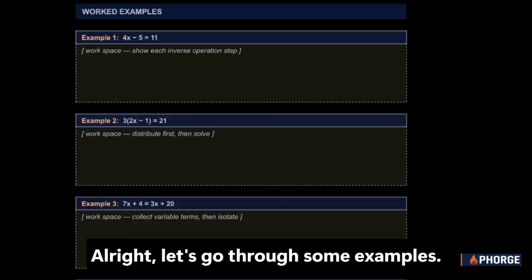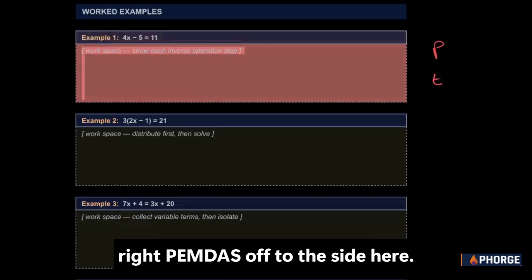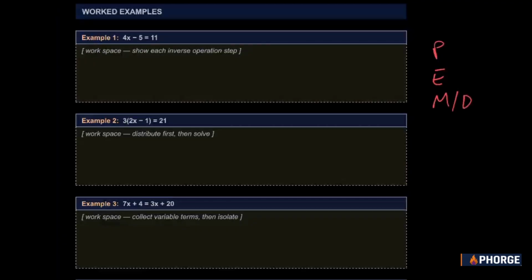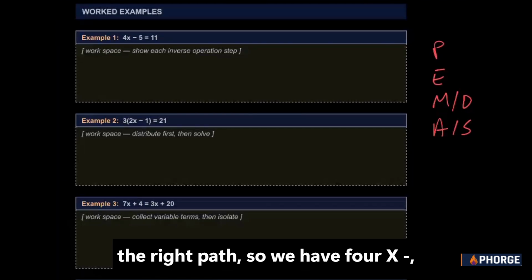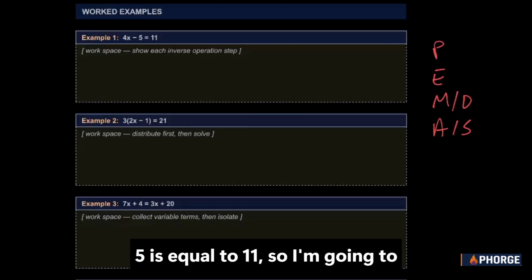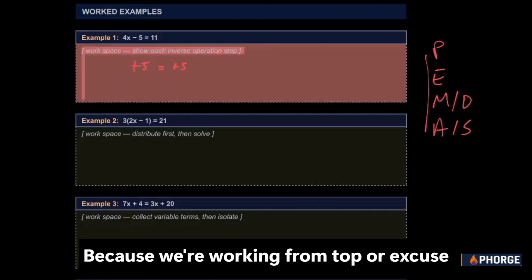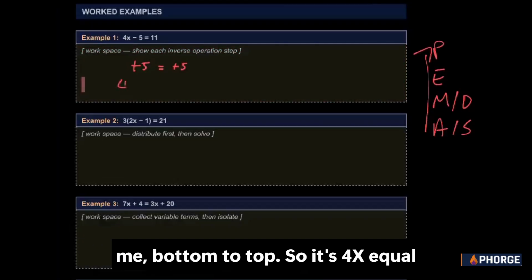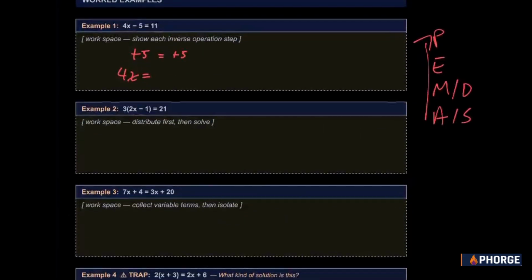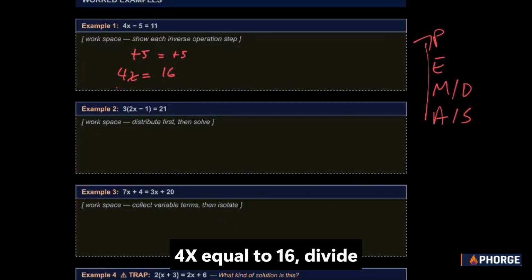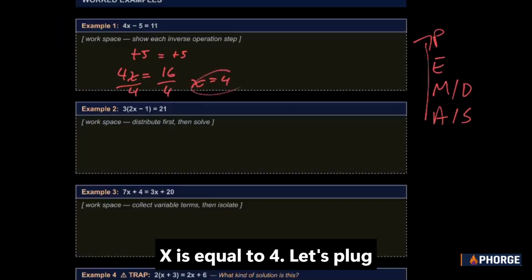All right. Let's go through some worked examples. So what I'm going to do is I'm going to write PEMDAS off to the side here, so I keep myself on the right path. So we have 4x minus 5 is equal to 11. So I'm going to add 5 to both sides because we're working from bottom to top. So we have 4x equal to 16. Divide that by 4. X is equal to 4.